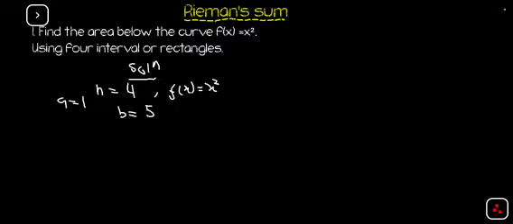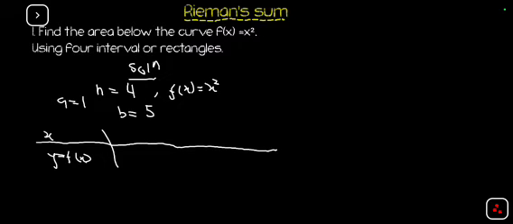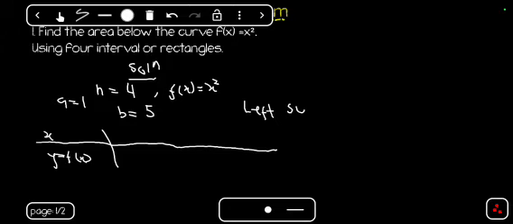So let's tabulate our data. This will be our x values and then our y values, that's f of x, the height. So it will be like this. Now for x1, we are doing Riemann's left sum.